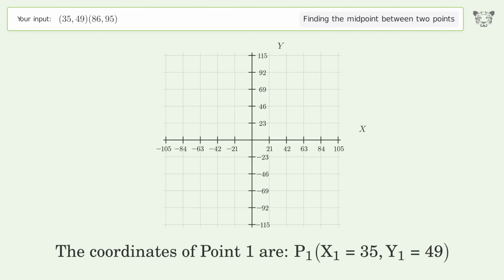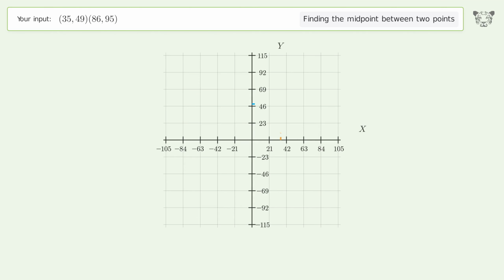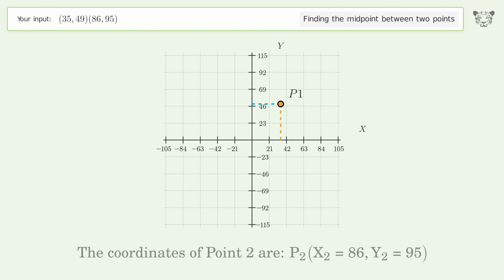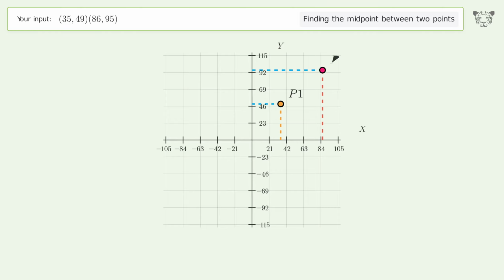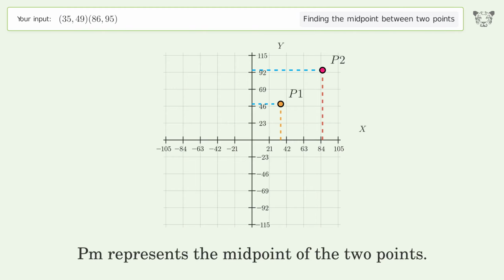The coordinates of point 1 are, x1 equals 35, y1 equals 49. The coordinates of point 2 are, x2 equals 86, y2 equals 95. PM represents the midpoint of the 2 points.